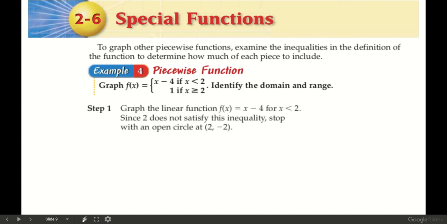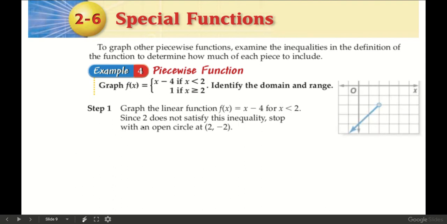So first thing we want to do is graph the line, for only x values that are less than 2. So this would be this line right here. For x values less than 2, obviously it cannot include 2, but everything less than that would be this diagonal line here, with a slope of 1 and a y-intercept of -4.